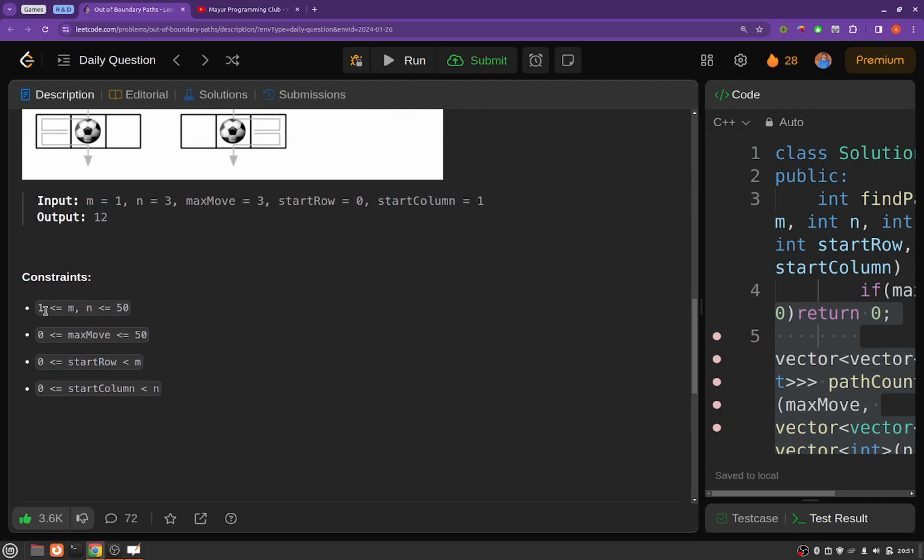Now let's have a look at the constraints. The number of rows and columns will be of order 50. Moves will also be of order 50. Start row and start column will lie well within the boundaries of the grid, or say playground, whatever you may prefer.